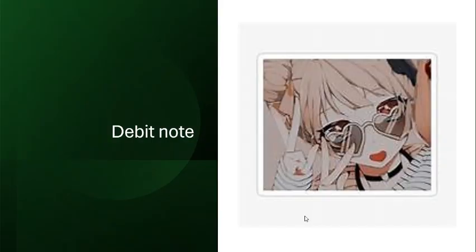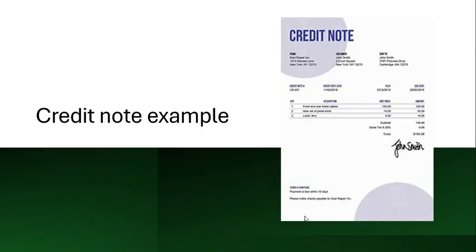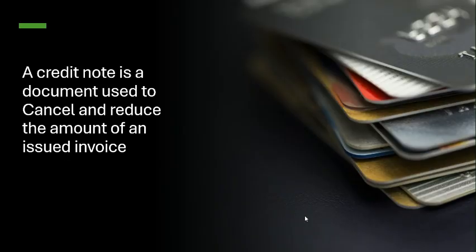Let's move on to the credit note. So this is a credit note example. A credit note is a document used to cancel and reduce the amount of an issued invoice. So if you owe someone, you have a credit note, then you have to repay that.